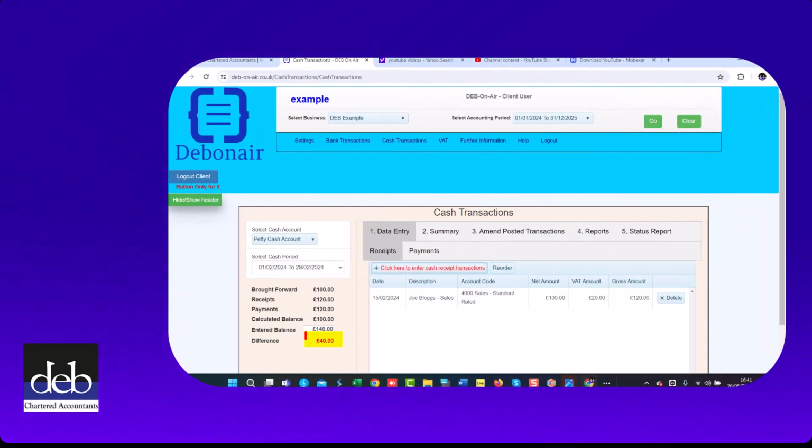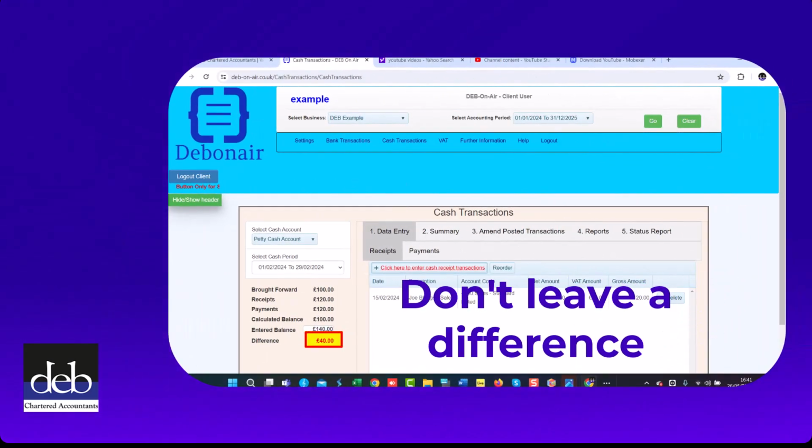A further word of caution, make sure that you never leave a difference on your cash account here. HMRC would use this as a reason to discredit your bookkeeping efforts, to leave them free to suggest that your income is higher than what you have recorded.